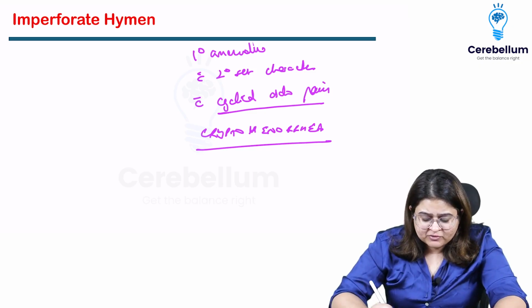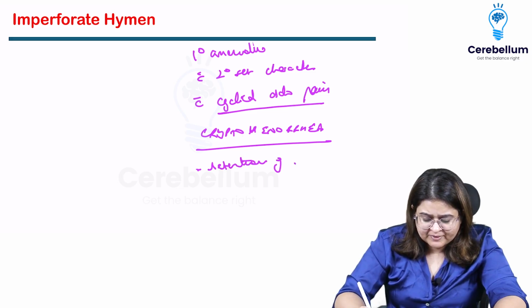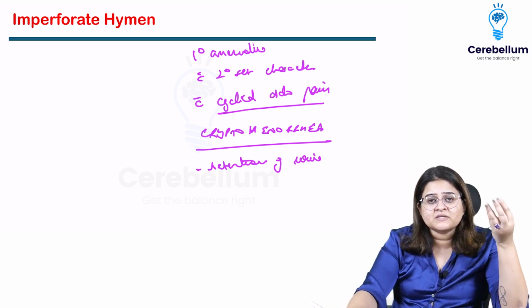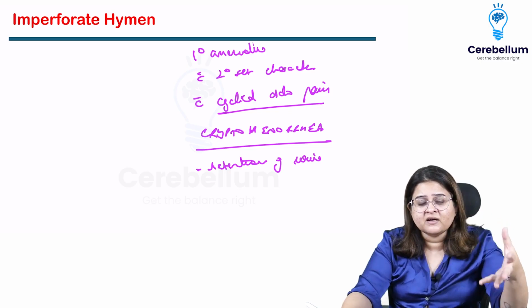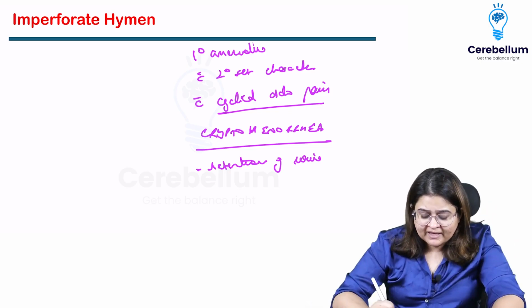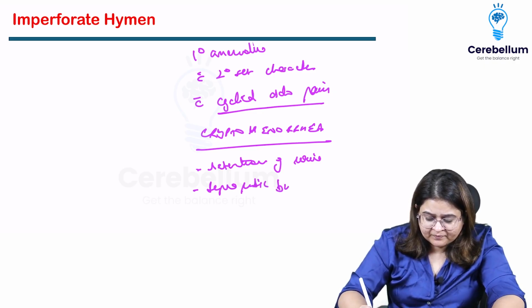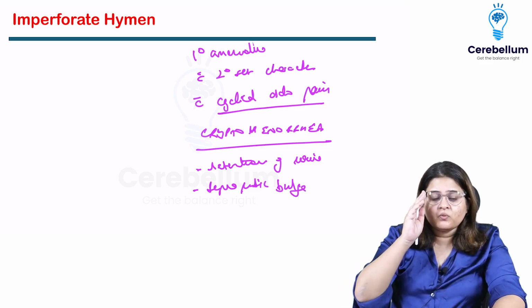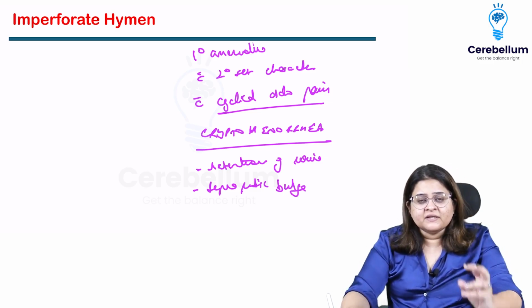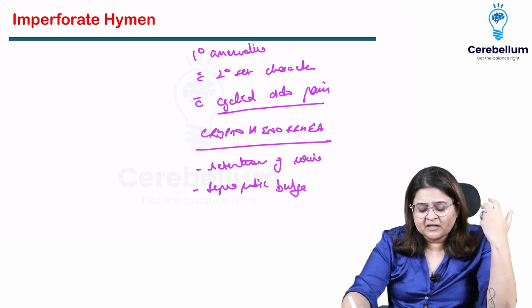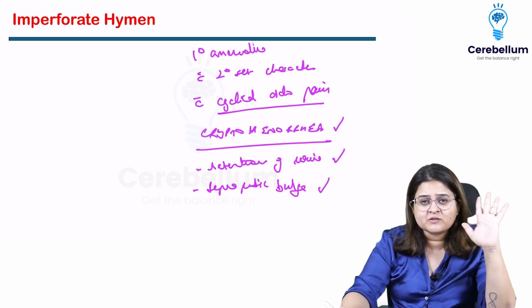Another few symptoms, she may also have retention of urine because of the pressure on the bladder by the hematocolpos. What is hematocolpos? It is blood in the vagina. It can't come out, it keeps collecting in the vagina. And secondly, she has a suprapubic bulge. So a girl comes with any of these symptoms, and it's very commonly asked in the exam. They'll either ask retention of urine, or suprapubic bulge, or cryptomenorrhea. One of these will be asked.